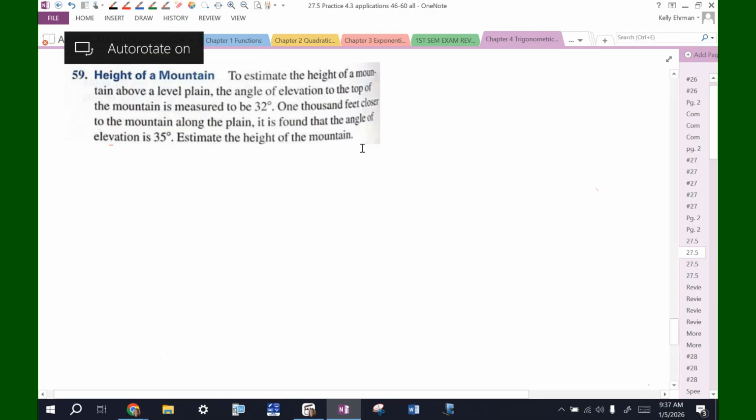To estimate the height of a mountain above a level plain, the angle of elevation to the top of the mountain is measured to be 32. 1,000 feet closer, this is like the mile marker, it's found that the angle of elevation is 35. Estimate the height of the mountain. Give yourself a right triangle.